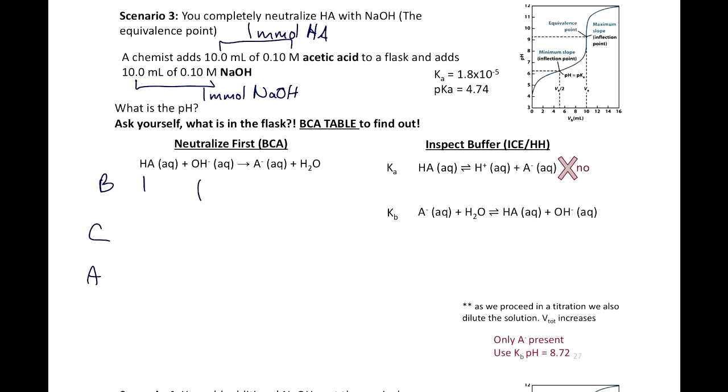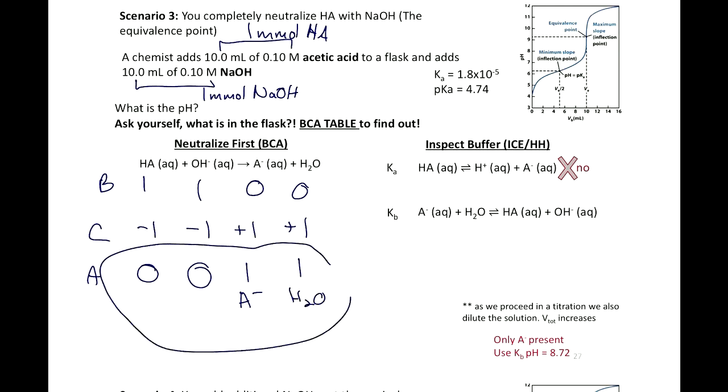One of that, 0, 0. What does my change line look like? Minus 1, plus 1, plus 1. So after this neutralization, I have 0 HA, 0 hydroxide, 1 A minus, so A minus, remember, is a weak base, and then 1, I guess, millimole of water. But I've been ignoring water all this time. So all of this is in my beaker.